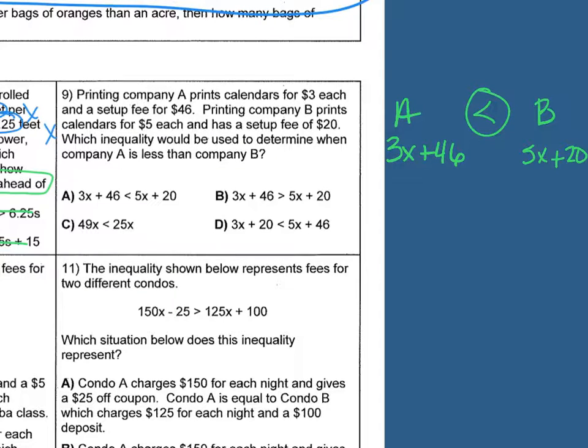So I'm looking for that symbol. I'm looking for when the alligator mouth, your inequality sign, is open toward B, which was the 5x plus 20. So what can I eliminate?